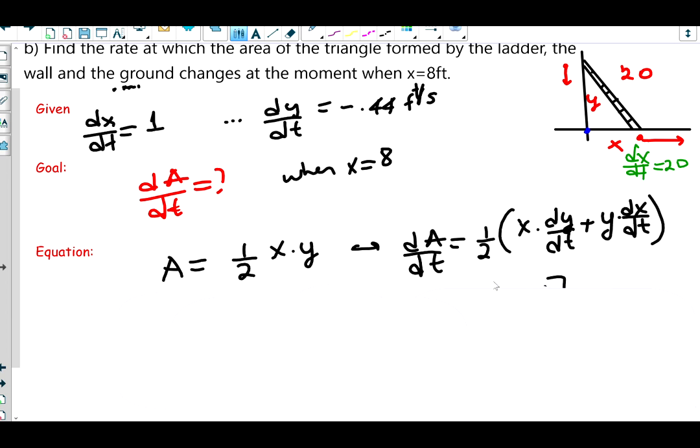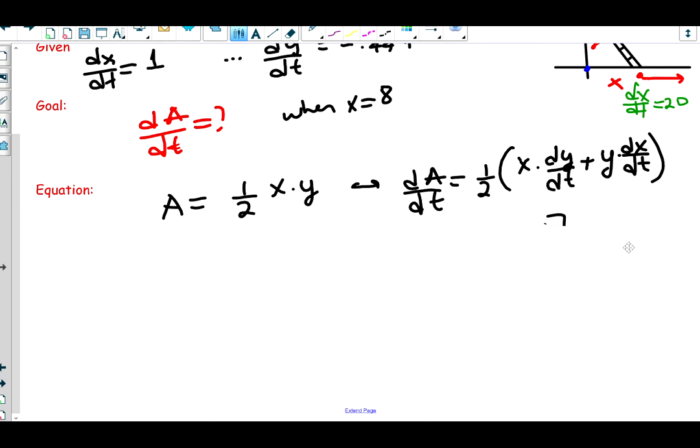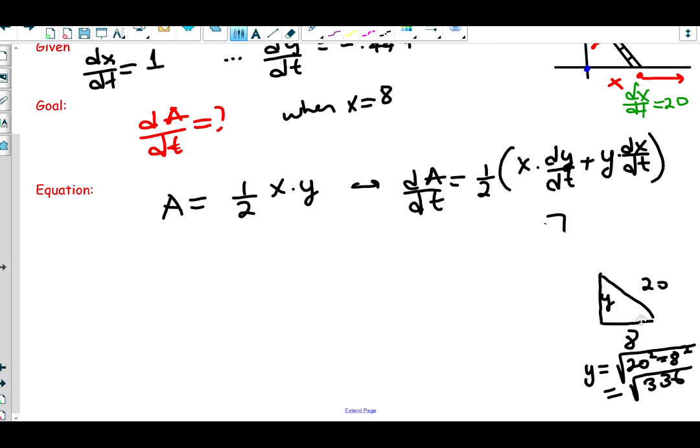At this point, let's see what's given. Okay, so we know x is 8, dy/dt is negative 0.44. Now, y is a quantity that we got in the last part of the problem, but just as a refresher, if x is 8 and the length of the ladder is 20, to get y you use your Pythagorean theorem, right, which states x squared plus y squared equals 20 squared. In this case, 8 squared plus y squared equals 400. And from there you can solve for y. y will be the square root of 400 minus 64, or the square root of 336.